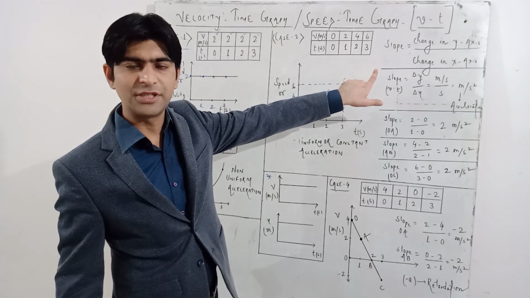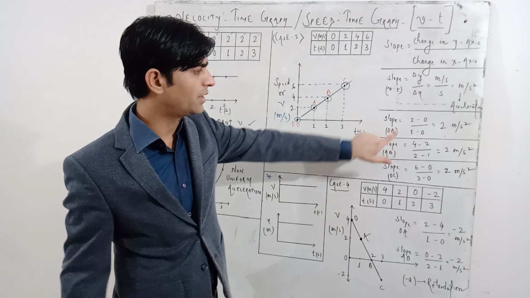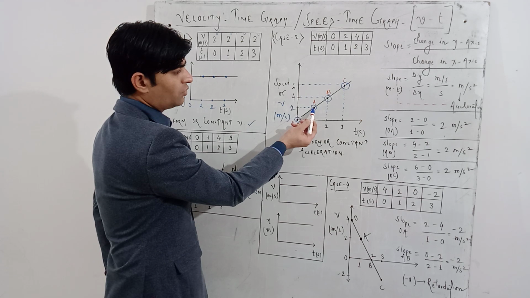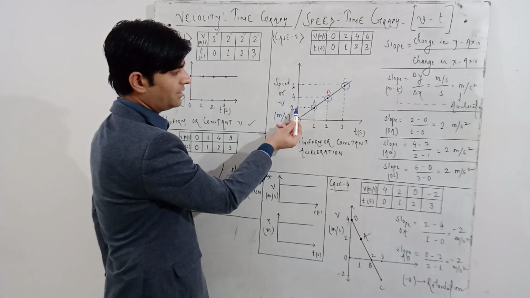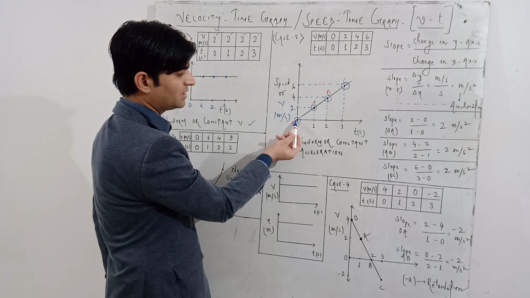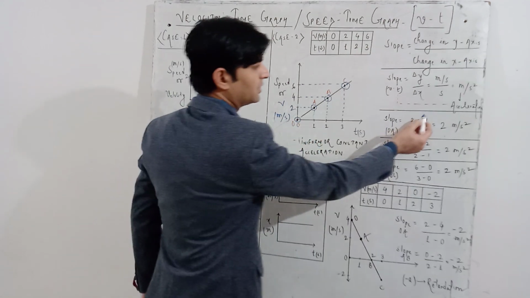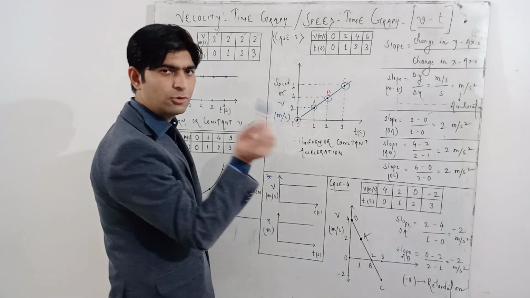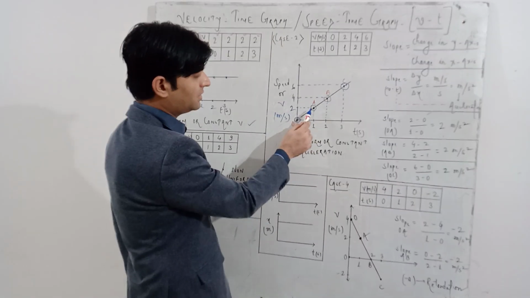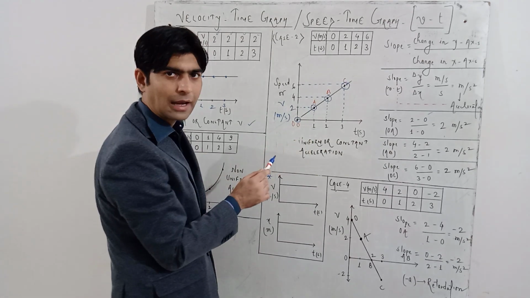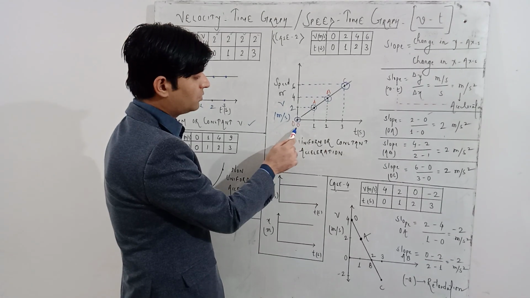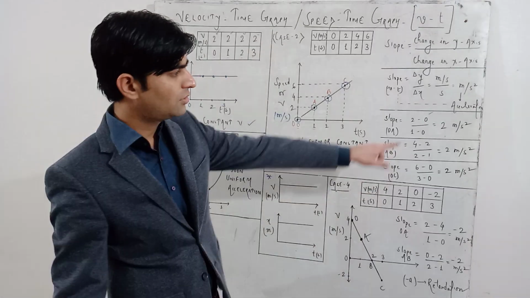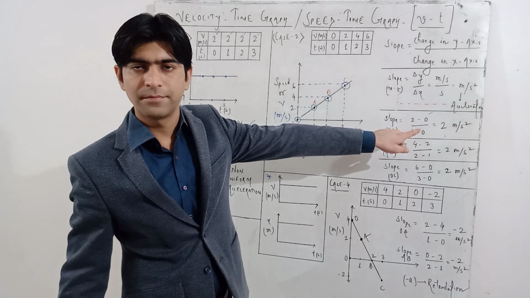Change in y-axis upon change in x-axis. Slope for OA. O is the starting point, A is the ending point. Now what is written on y-axis with respect to point A? 2. What is written on y-axis with respect to point O? 0. So this is 2 minus 0. Now coming to x-axis, change in x-axis. What is written corresponding to A on x-axis? 1. With respect to point O on x-axis, it is written 0. So 1 minus 0. You are getting 2 meter per second square.